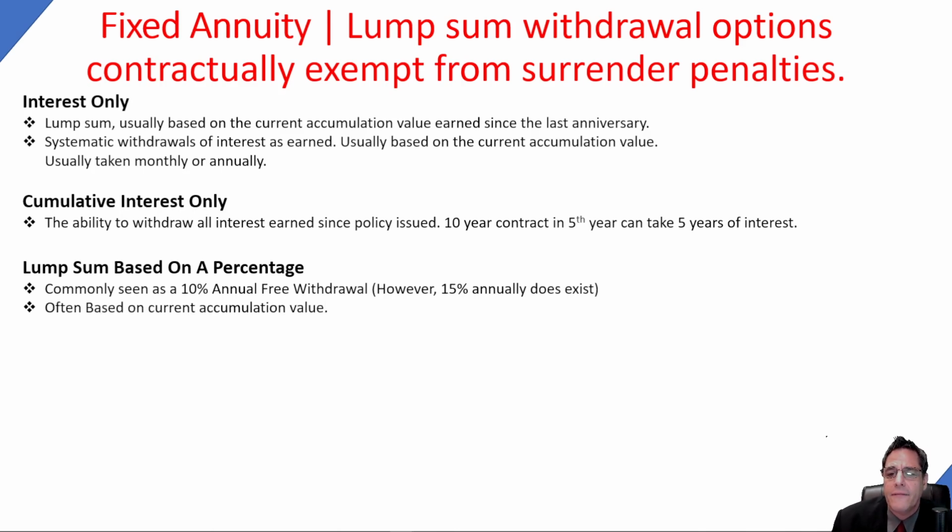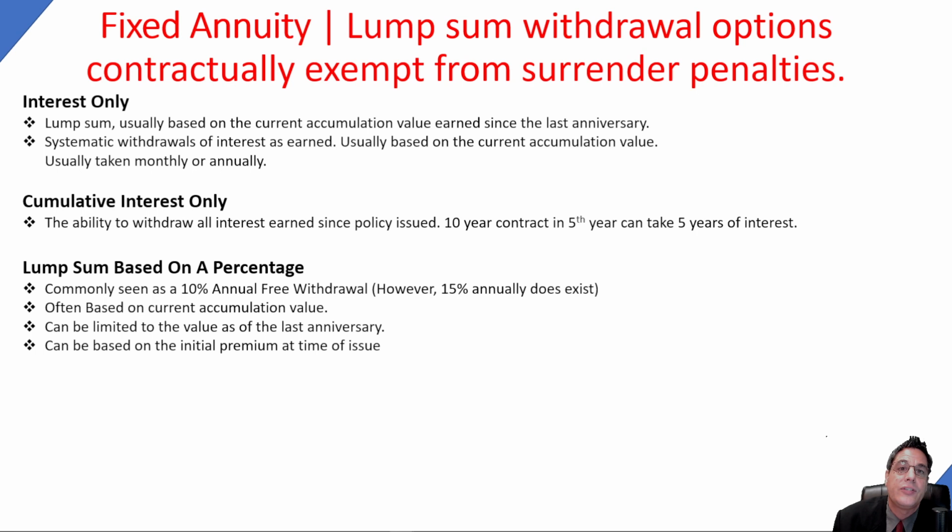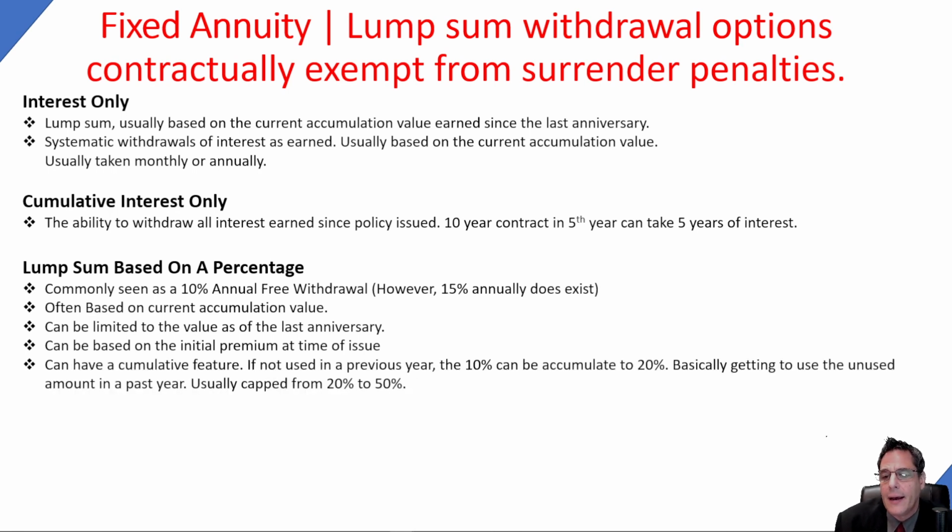And that's often based on the current accumulation value as well, so whatever the current value is worth at the time. However, it can be limited to the value at the last anniversary. And it can also be limited to, say, the initial premium. So you put $100,000 in, you can take 10% of the $100,000 at any time. Even if you take 10% out and it goes to $92,000, you can still take $10,000 because it's based on the initial premium. So that can be more than the 10%. Each one can be a little different. Those are the lump sums based on premiums.